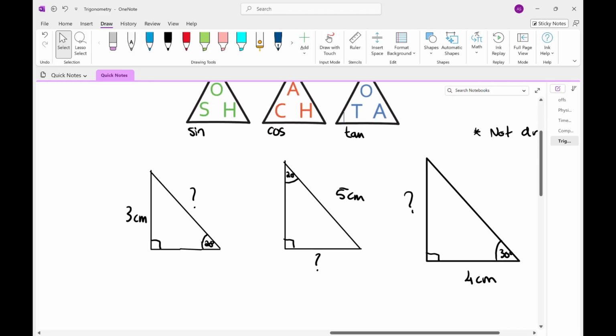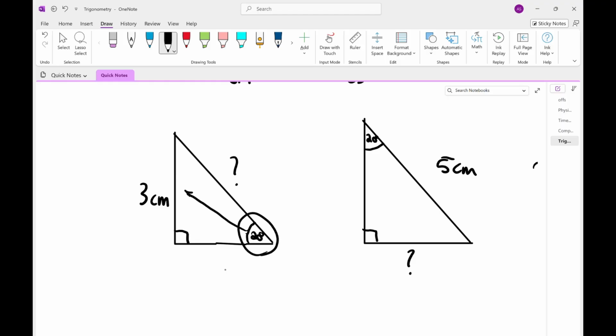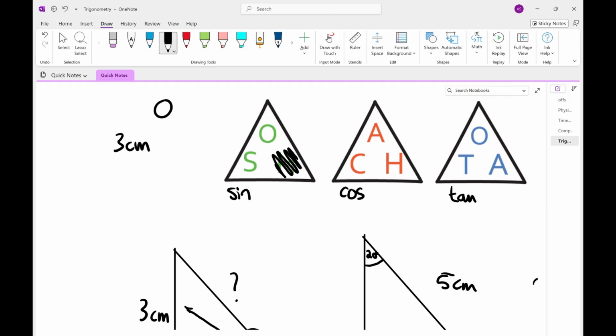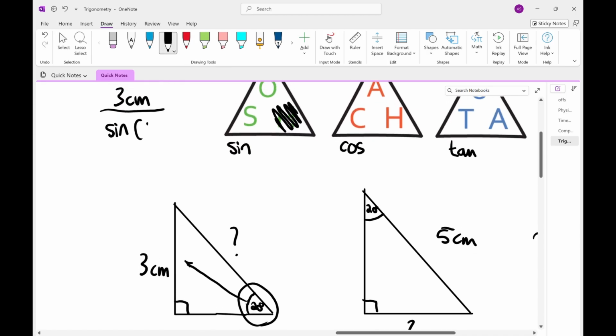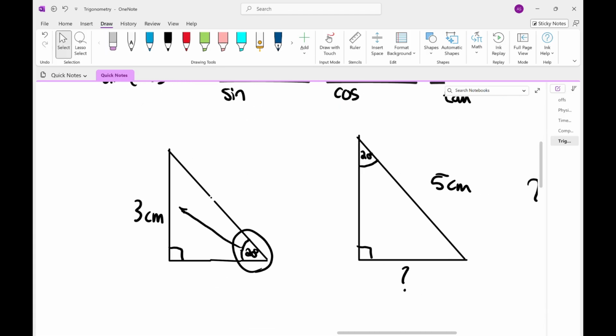All we have to do, let's take this first question for example. We have the opposite, we have the angle, and we're trying to find the hypotenuse. So we will cover the hypotenuse, and we'll do opposite, so 3 centimeters, over sine of our angle, 28, which will turn out to be 6.4. So 6.4 will be our new hypotenuse.